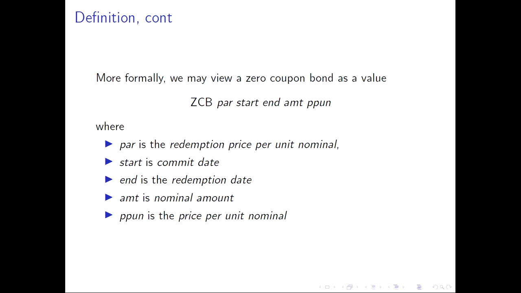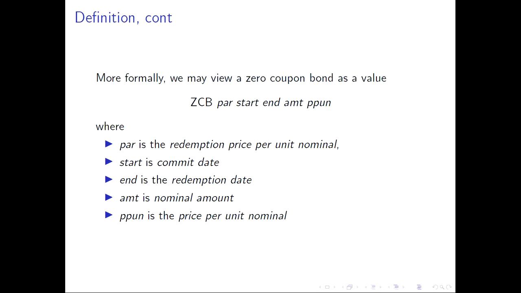Now, start is the commit date, so that's the date at which the investor commits to buying the bond. N is the redemption date, the date at which the bond is to be redeemed, and amount is the nominal amount. So it could be, say, 1 unit or 1,000 units, something like that. Whereas PPUN is the price per unit nominal.